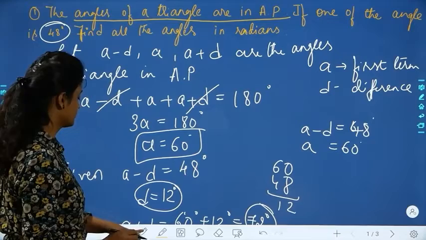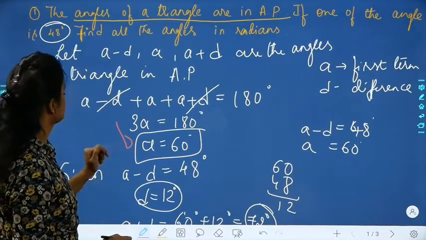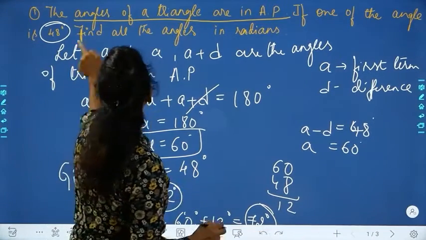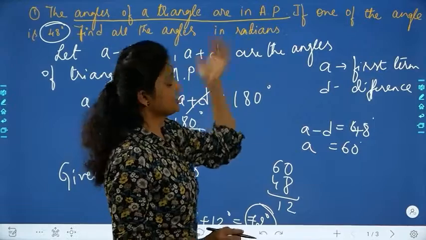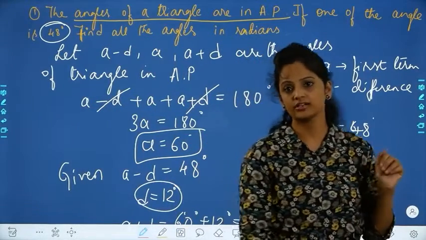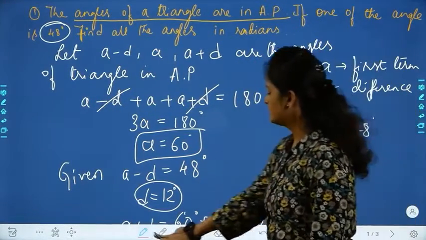But check once whether it is in degrees or radians. Find all the angles in radians. Radians is the question, not degrees, so you have to write it in radians.